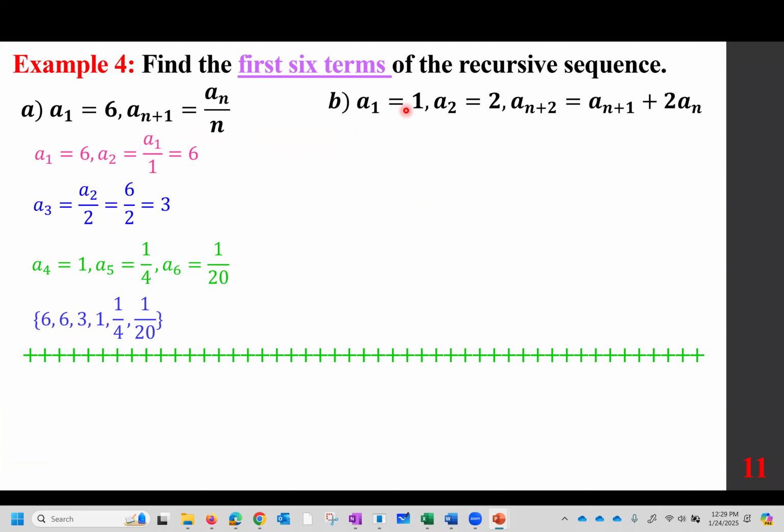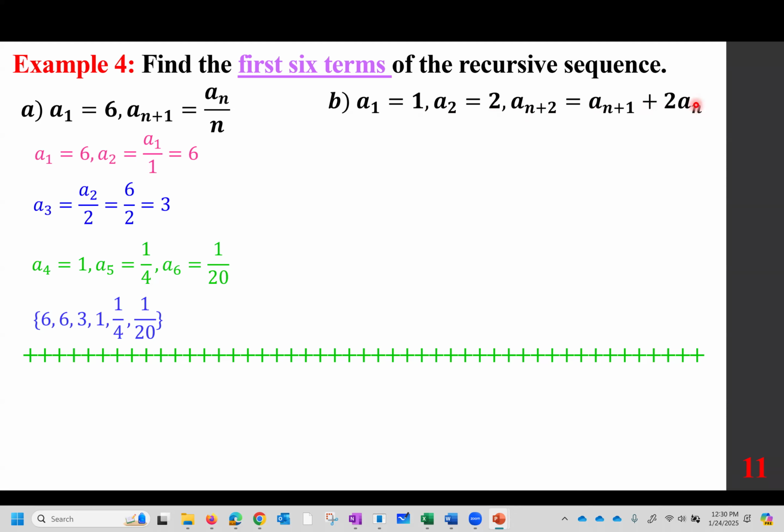A sub 1 is given as 1. A sub 2 is given as 2. And A sub n plus 2 is A sub n plus 1 plus 2 A sub n. Let's first understand the meaning of this formula. This formula says, if you want to find any term, pick the previous one plus 2 times the one before that.